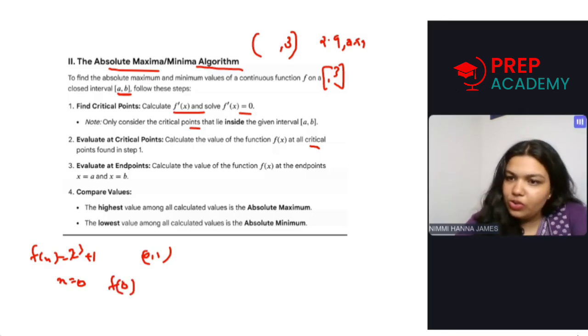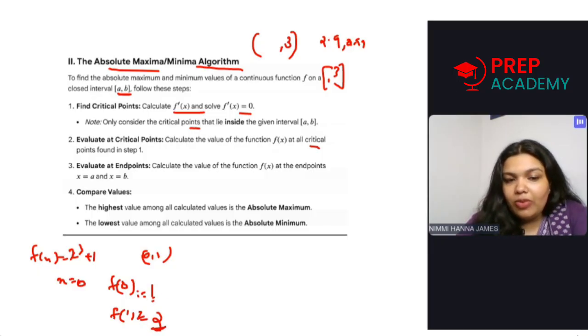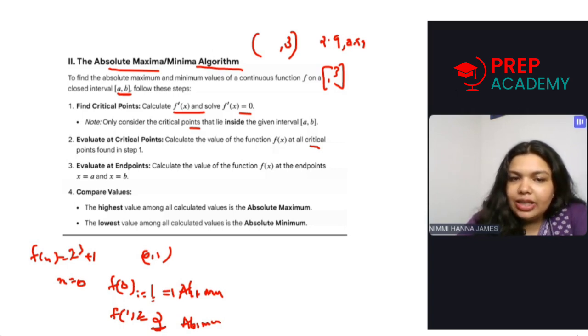So we find f of 0 and f of 1. That is, f of 0 is 0 square plus 1, and f of 1 is 2. So which is greater? This is the minimum value and this is the maximum value. So this is the absolute minimum and this is the absolute maximum. Okay, so it's actually very simple. We just have to find the critical points and find the function values.